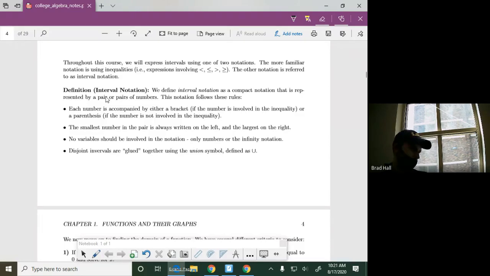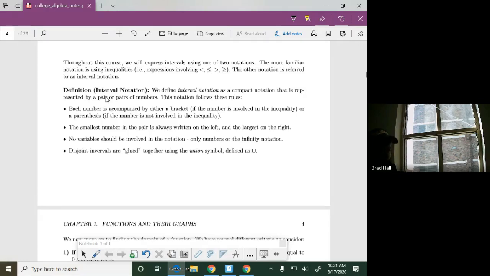You put a bracket if the number is included in the inequality, such as if you had a greater than or equal to sign, as opposed to just a greater than sign, which means you would use a parenthesis. So for every number, it has either a bracket or a parenthesis next to it. Smallest number always goes to the left, largest one on the right. You don't have variables in the notation. No variables, only numbers and the infinity sign. So we'll see an example of that in a bit.